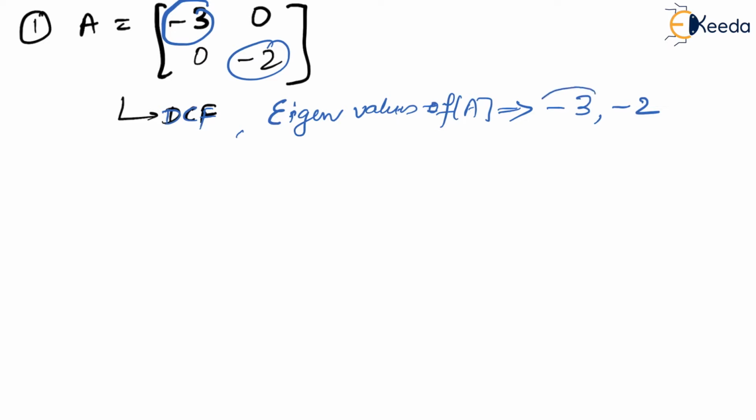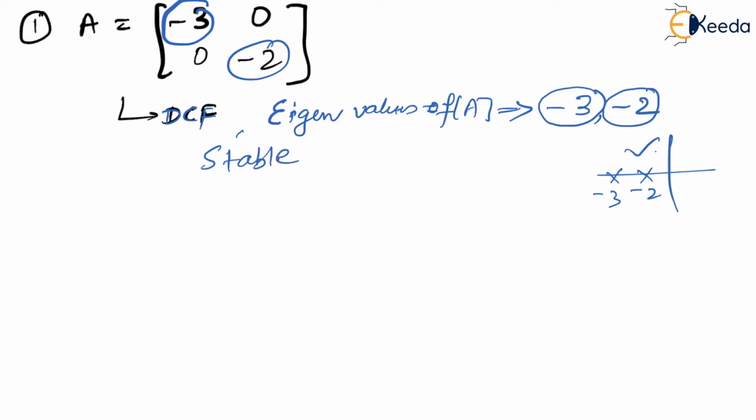Now if you see here, are they lying on the left half of the S plane? Yes, if you just plot this, it will be somewhere around minus 2, and this will be around minus 3. So it is in the left half of the S plane. That is the reason this is a stable system.